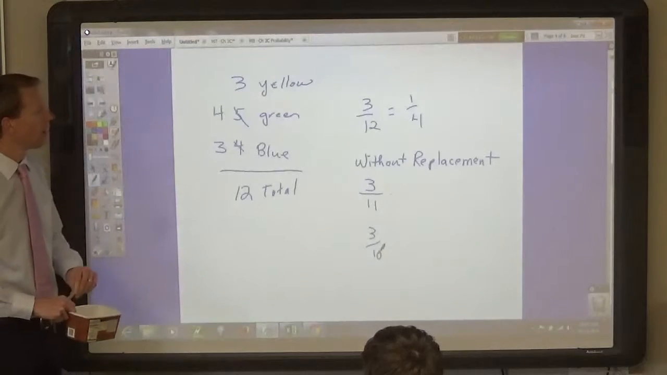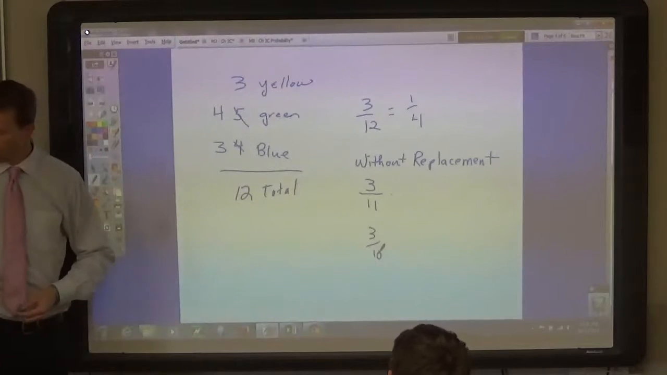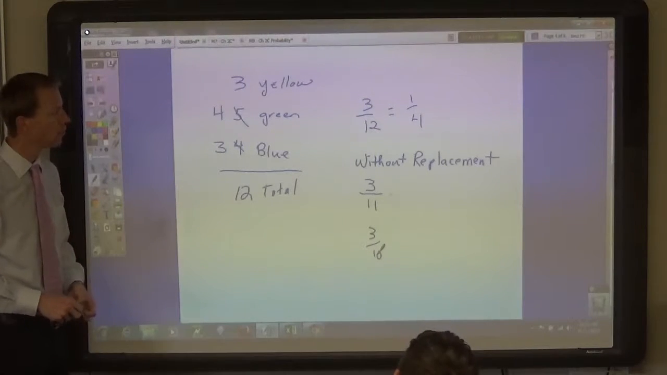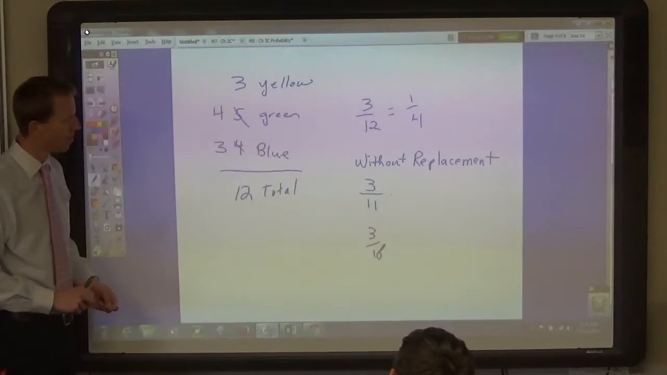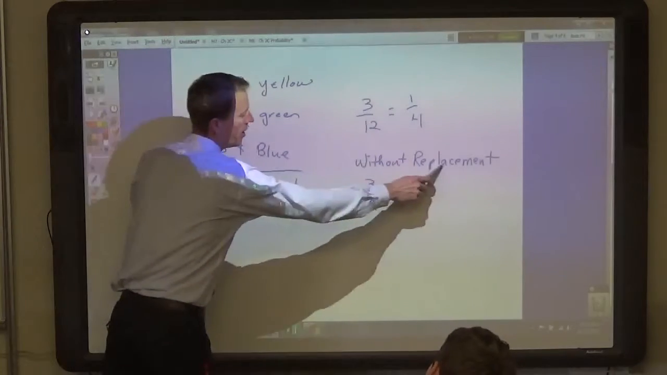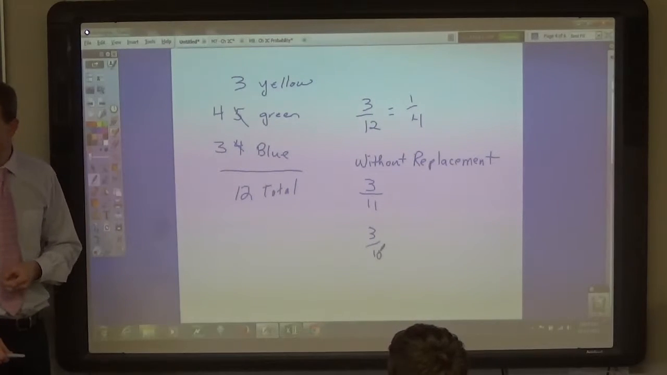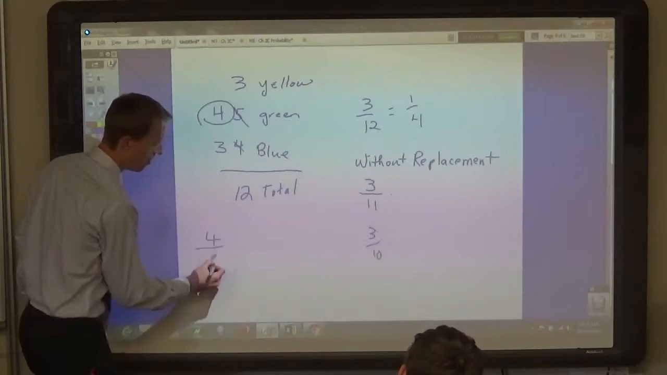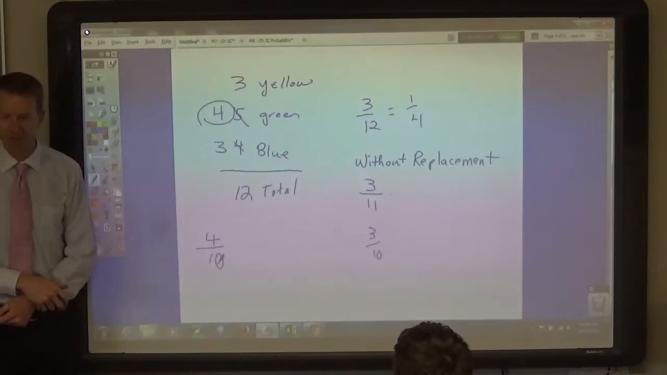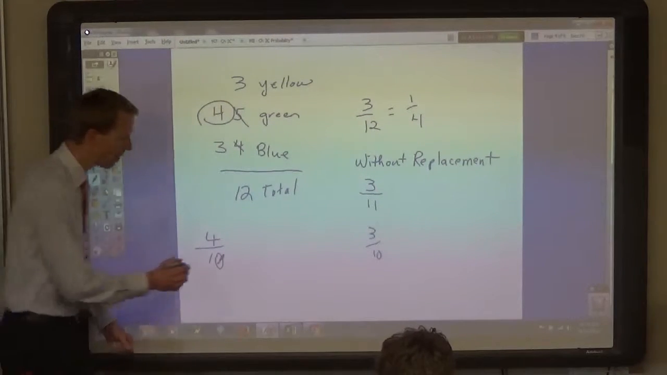So now, what's the probability of pulling out a green one without replacement? We pulled out a green one, we pulled out a blue one. What's the probability of our next one being green? We pulled these out without replacement. 4 out of 10, because you have 6 plus 4 is 10. What percent is that? Change this to 40 out of 100. That's 40%. Good, Keyshawn.